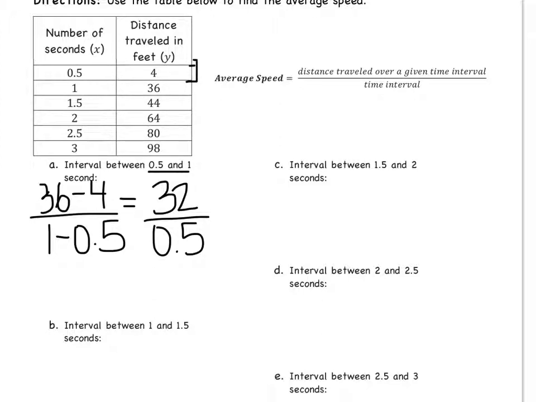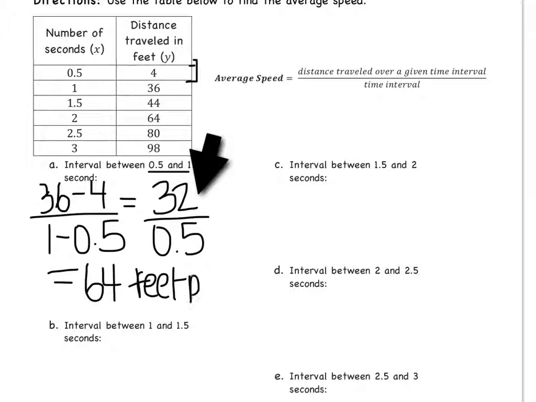So when you're here, you're not done. You still have to go and simplify this by plugging into your calculator. So I'm going to plug in 32 divided by 0.5, and I get the average speed is 64 feet per second. Make sure that you do write your units with this. This way I know, anybody who's looking at your paper knows exactly what it is that you're talking about.